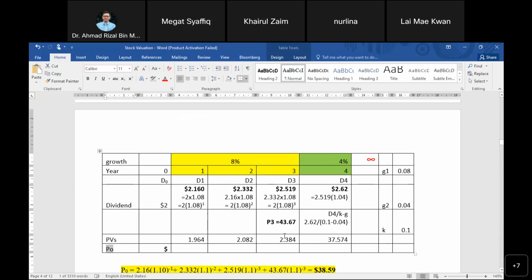So what you have is the first cash flow is D1, 2.16. This is the dividend in year 1. The second cash flow is dividend in year 2, D2, 2.332. The third cash flow is D3, 2.519. And the fourth cash flow is D4, 2.62. Right? Now, my question to you is, do we need to find D5, D6, D7, etc.?